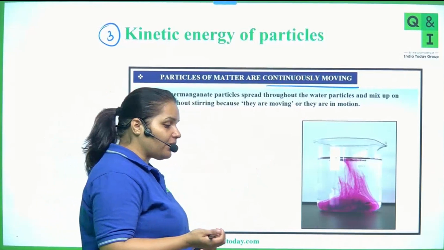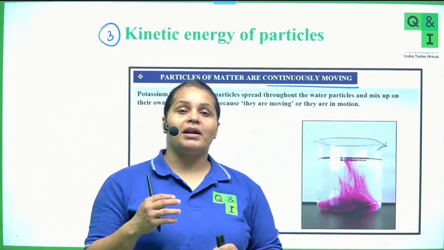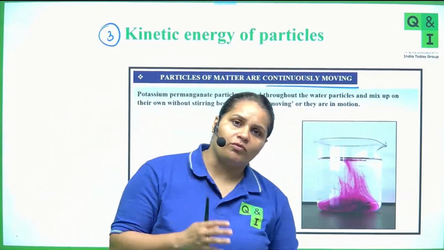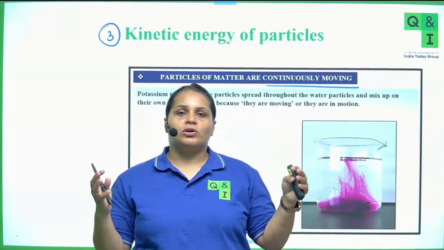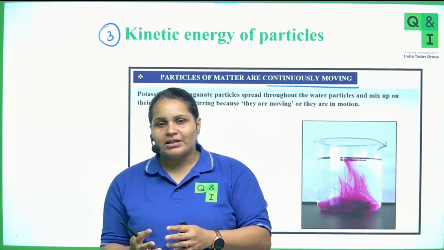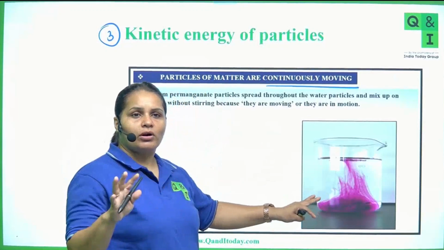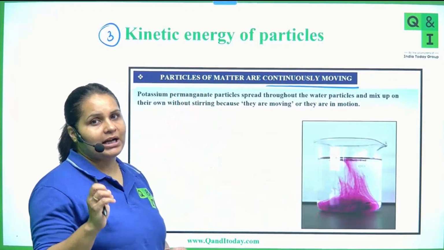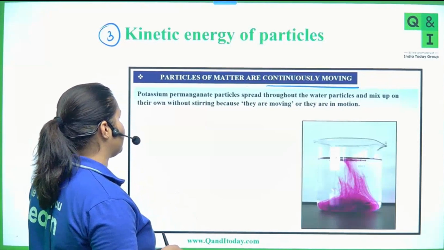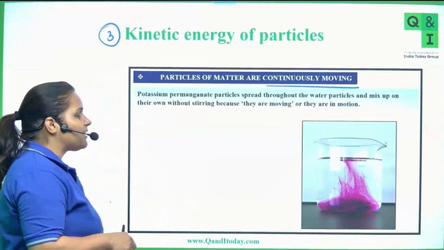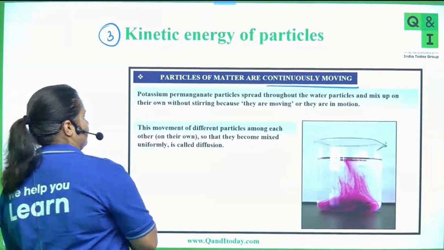Why is it happening? Because the particles are moving, right? The particles of water are moving. Particles of potassium permanganate are moving. So when they move, they get intermixed with each other, and that's how the whole of the water gets a dark purple color. Fine. So this intermixing of particles is called diffusion.